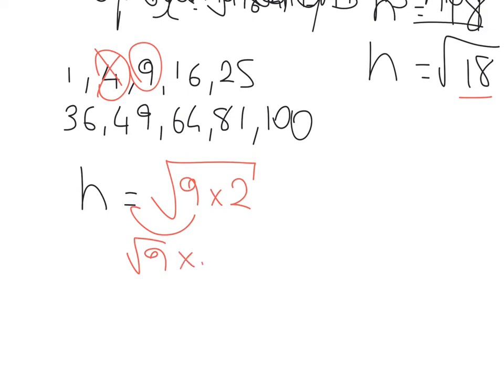Square root of 9 times square root of 2. Root 9 is 3. Final answer is 3 root 2.